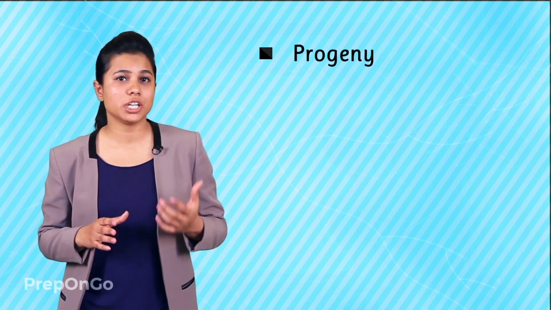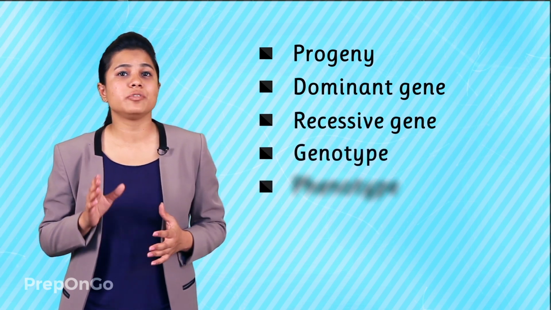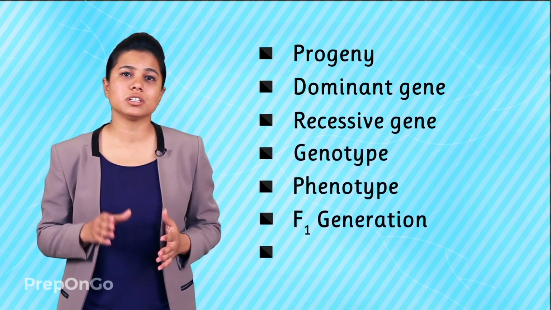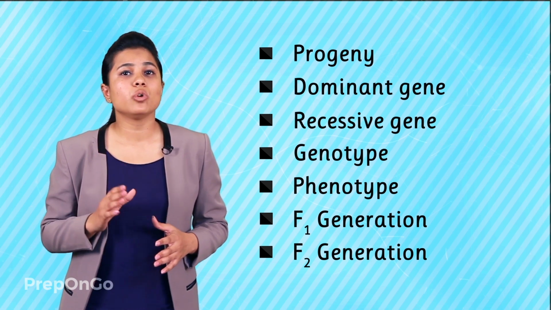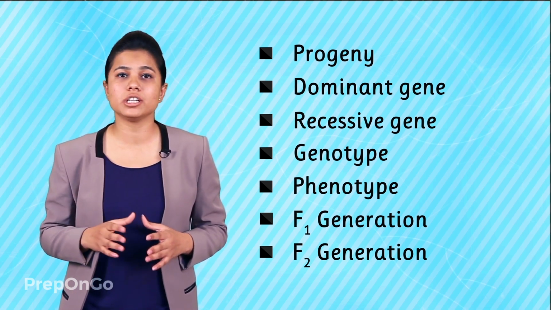So, I suppose now you have understood the various terms which we have studied, like progeny, dominant gene, recessive gene, genotype, phenotype, F1 generation and F2 generation. We are going to use these terms while studying Mendel's experiment and all the other topics in this chapter. We are going to study Mendel's experiment in our next video.